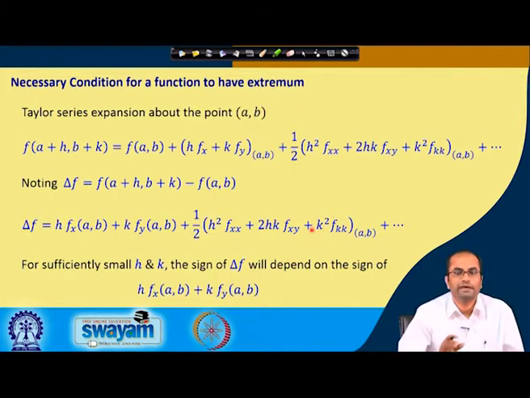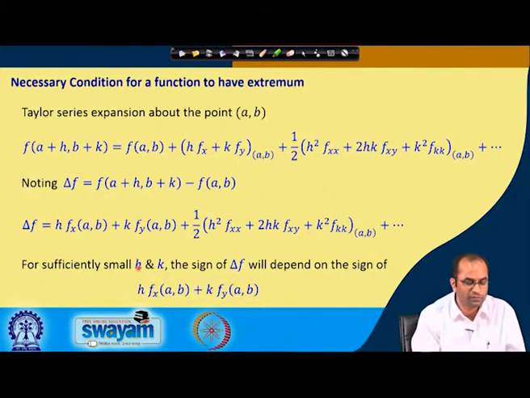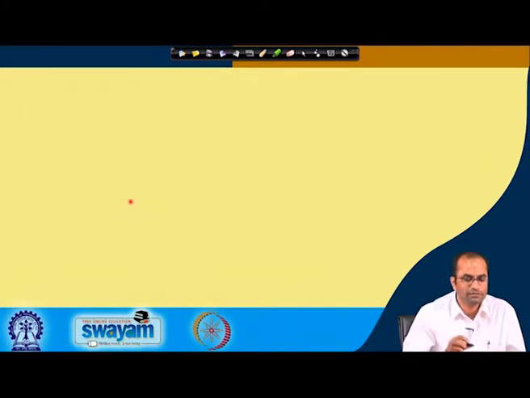So, at least we can find small h and k, sufficiently small, so that the sign will be determined by this factor only in the close neighborhood of this point (a, b). Let us explore this a little bit more.